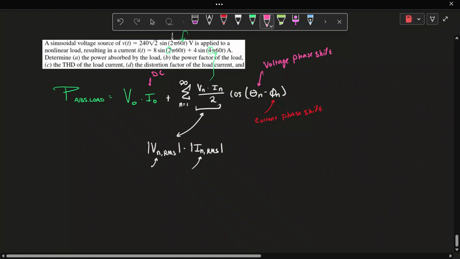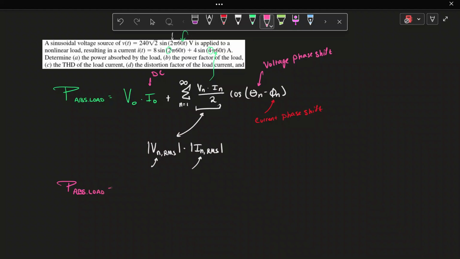But in this case, we use this equation to solve for the power absorbed by the load. So the power absorbed by the load is going to be equal to, well, we don't really have a DC value, so we can say 0 times 0. That does not mean the power absorbed by the load is 0, because you have to add the AC terms. Now, Vn times In. Let's look at the first harmonic, which is going to be our first AC term. These are only the magnitudes. It's very important you remember this. These are only the magnitudes.